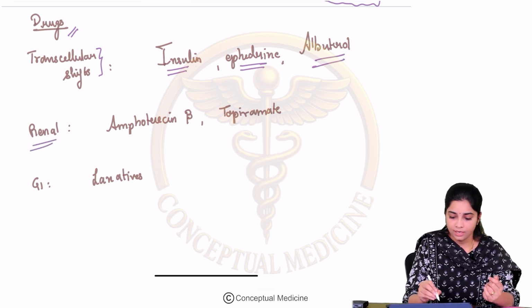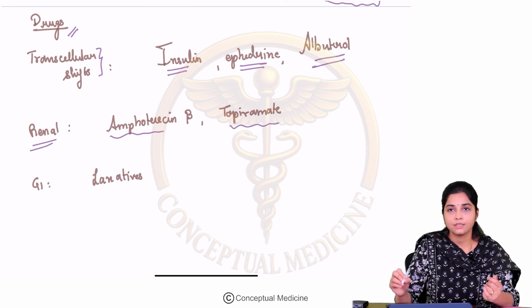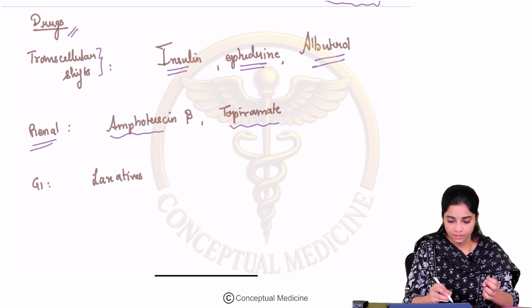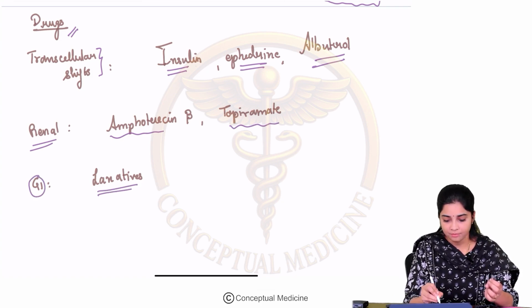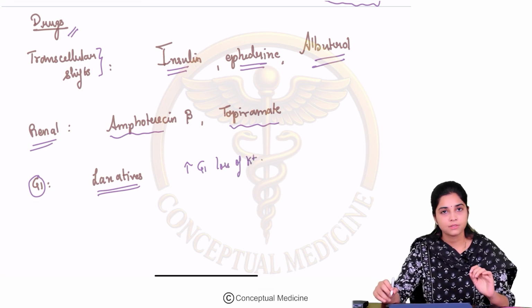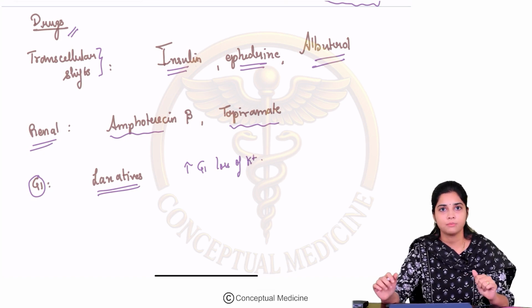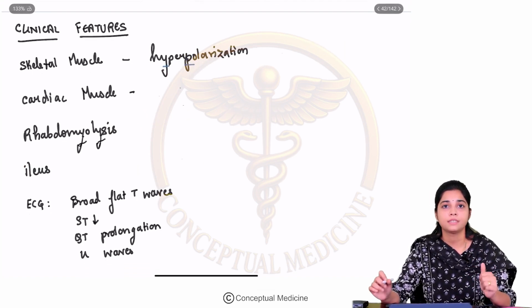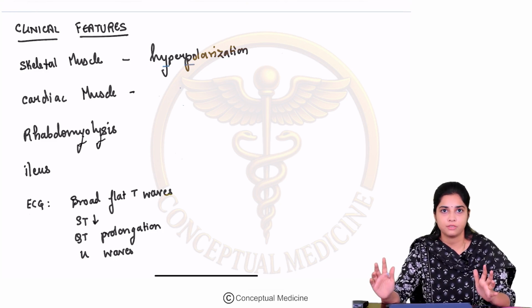Then renal: amphotericin B and topiramate are drugs which increase the renal losses of potassium. Then GI: laxatives can increase the GI loss of potassium. Okay. So, this is about the various drugs that cause hypokalemia. Fine. Now, we have understood all the etiologies. Let us move on to the various clinical features.